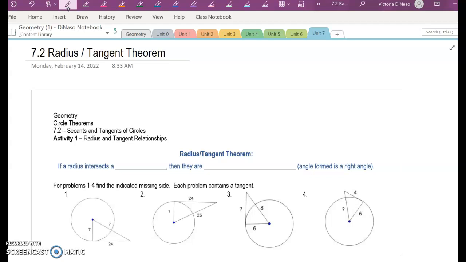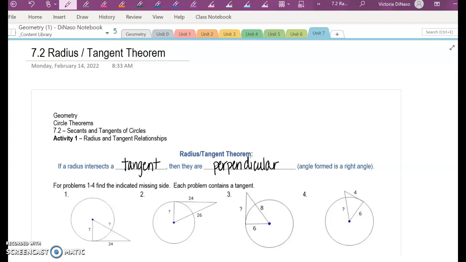So if we have a radius that intersects a tangent, our theorem says if a radius intersects a tangent, then they are perpendicular. Now, with them being perpendicular, it means that they form right angles. If they form right angles, then we have a right triangle.